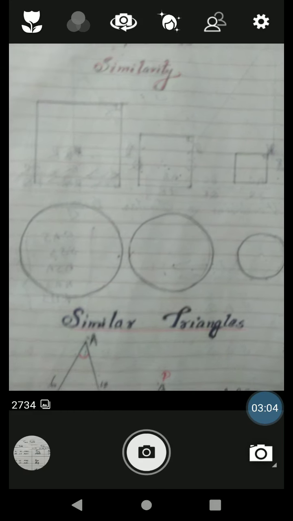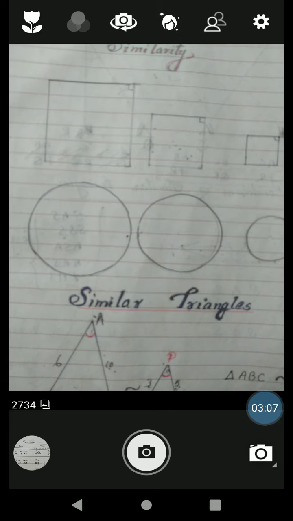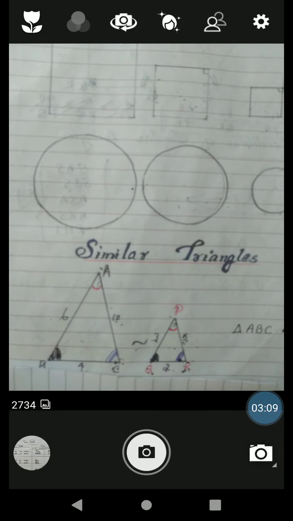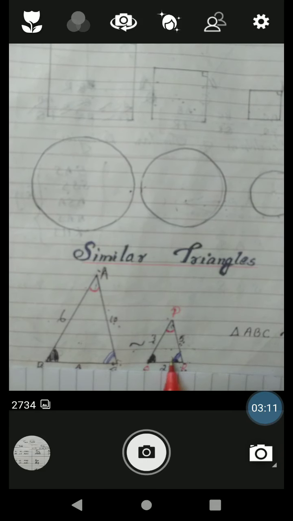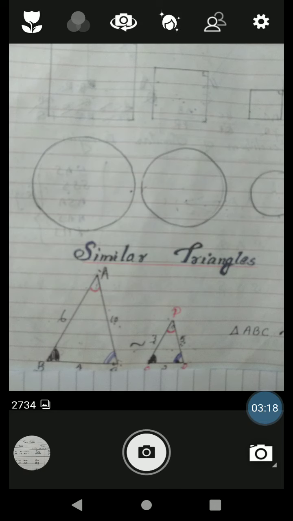What do you mean by similar triangles? Look here. You can see two triangles here with the same shape. So we can say that these two triangles are similar. That means two triangles are said to be similar if their corresponding angles are equal and the corresponding sides are proportional. I will tell you how it comes.